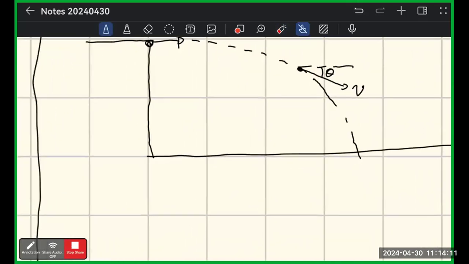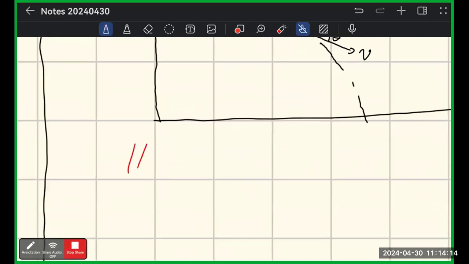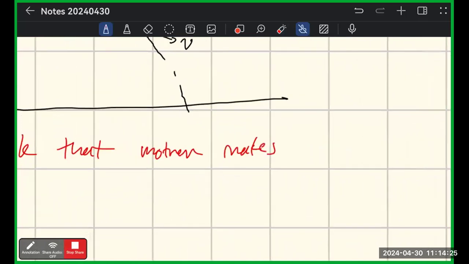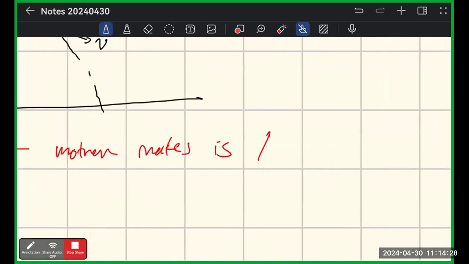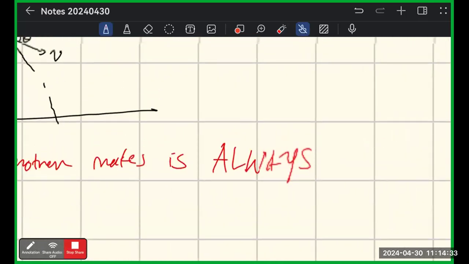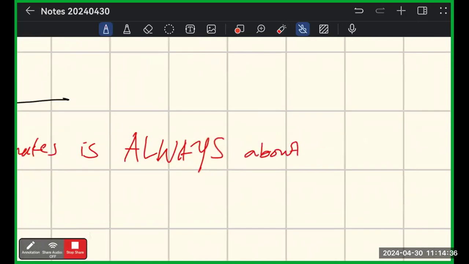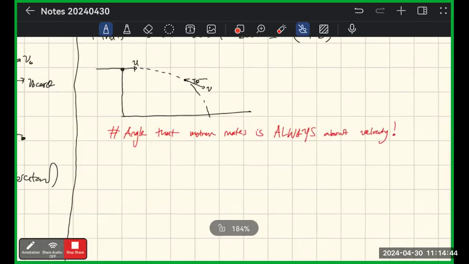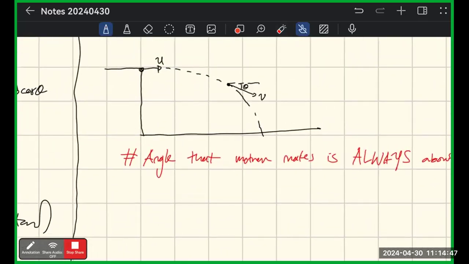So here's the note that you have to remember: the angle that a motion makes is always about velocity. Okay, that's the key thing that you have to remember. So we just find the velocity at any time here.